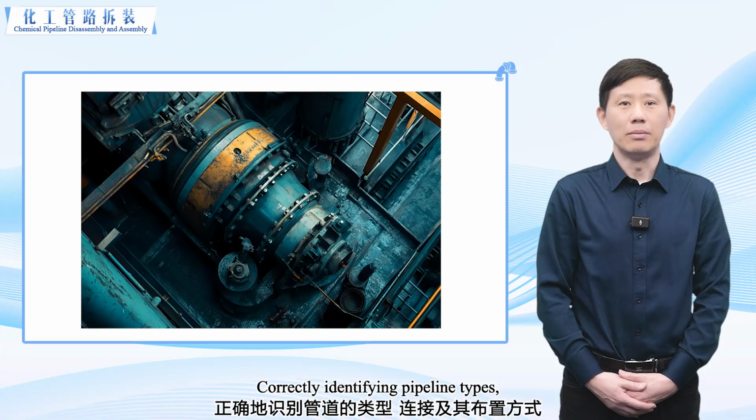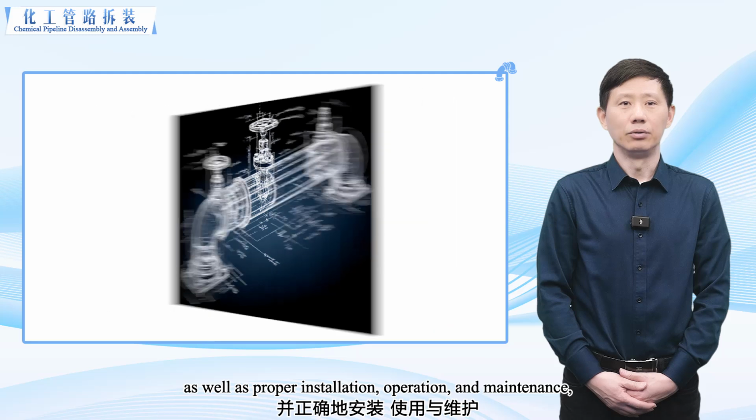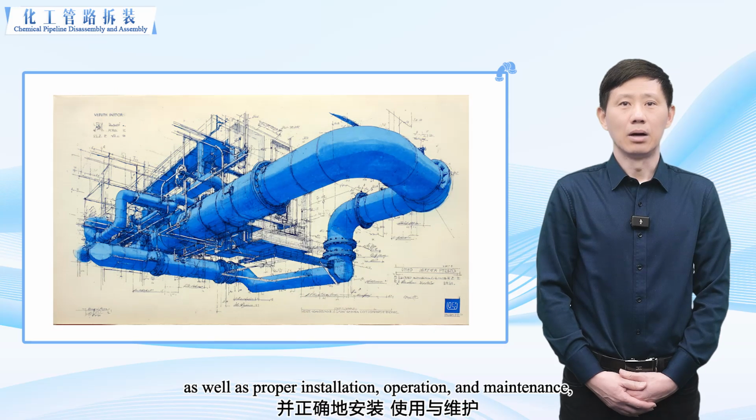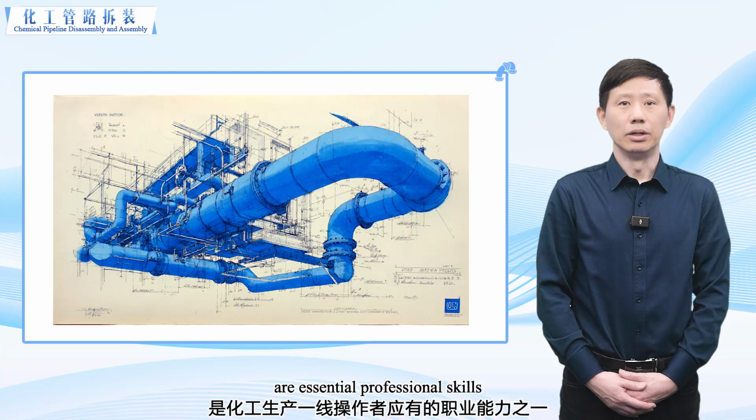Correctly identifying pipeline types, connections, and layouts, understanding the structure of common valves in chemical pipelines, as well as proper installation, operation, and maintenance, and accurately interpreting chemical pipeline isometric drawings are essential professional skills for frontline chemical production operators.